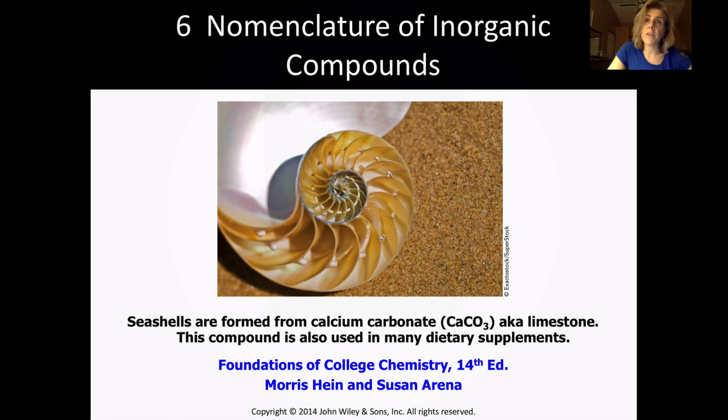This is chapter 6. And in this chapter, we're talking about inorganic compounds. When you hear the word inorganic, it typically is a compound that doesn't contain carbon. Now, in this instance, this one does contain carbon, but because it contains a metal, it's considered an inorganic compound.